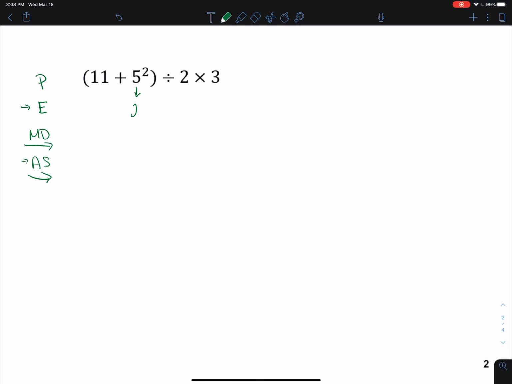5 squared gives me 25. Remember, 5 squared is really telling me to do 5, that base number, times itself twice. Now I'm going to bring everything else down.